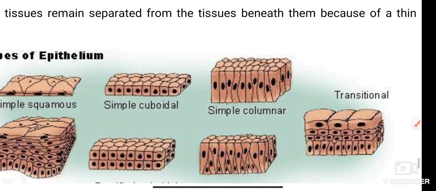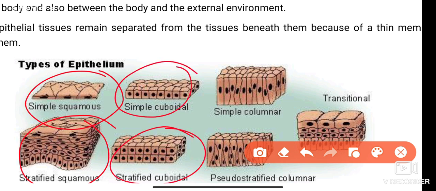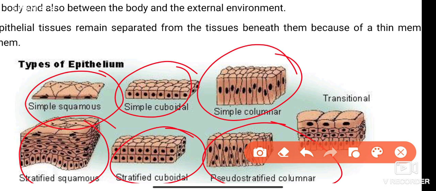So the types of epithelial tissue given are: simple squamous and stratified squamous. Stratified means when a number of layers are joined together. Simple cuboidal and stratified cuboidal, when a number of cuboidal layers are joined together. Simple columnar and pseudo-stratified columnar. Pseudo-stratified columnar looks like stratified, but it is not actually stratified, so it is called pseudo-stratified columnar.